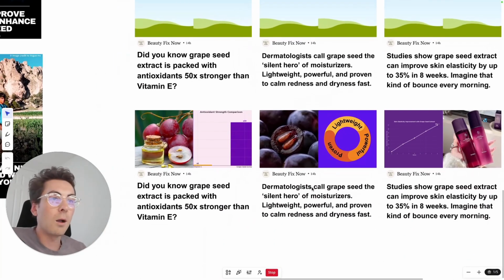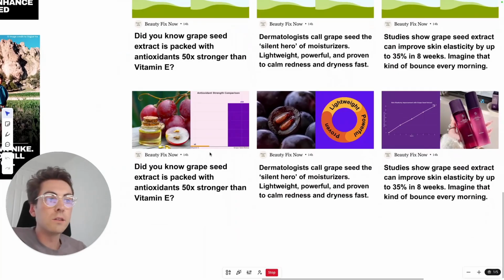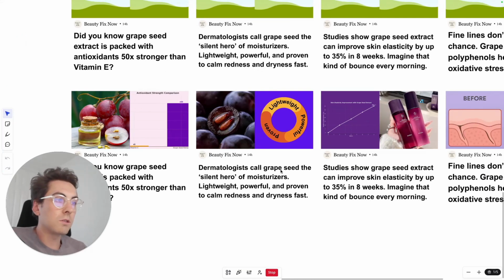So here's the final ad. Did you know grapeseed extract? Boom, picture of grapeseed, and then data. Dermatologists call grapeseed the silent hero. Maybe you could have a dermatologist there, like a little photo of the grapeseed.